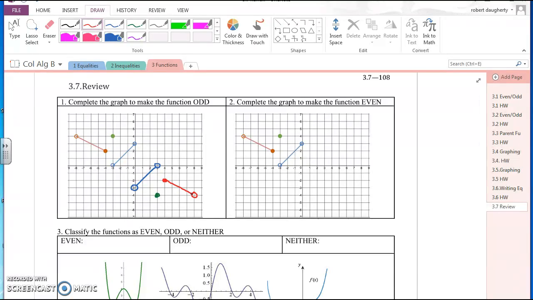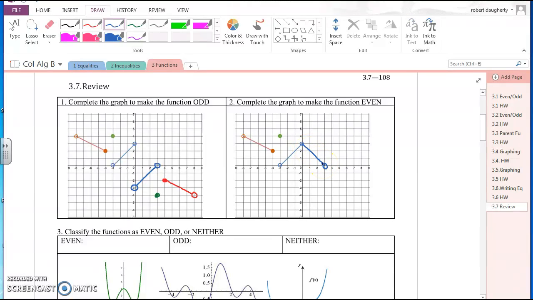Now the graph to the right, I'm looking to make the function even. So I'm looking for it to be symmetrical about the y-axis. So if you look here, this blue line, -3 away from the origin. So if I draw +3 away from the origin, I see that. I've got symmetry about the y-axis.